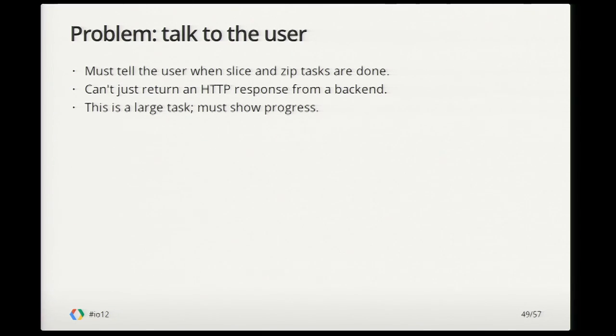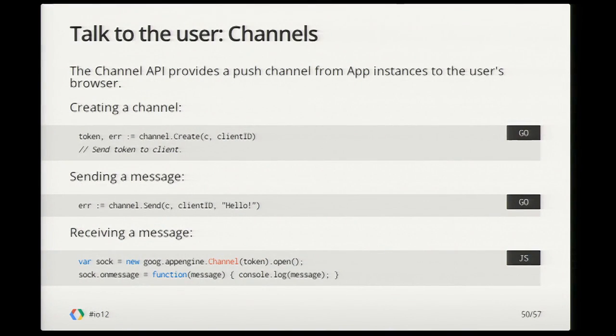And so our fourth and final problem is communicating with the user. After the user's clicked the process button and all these slice tasks have been fired off and the zip task has been fired off, there's no back channel to the user. The backends are running these instances, and the user has no direct communication with the backend. Not only do we need to tell them when it's done, we also need to tell them, as it's going, what the state of the program is, so that they have some indication that it's actually doing something and not just stalling. So the means for doing this with App Engine is the channel API.